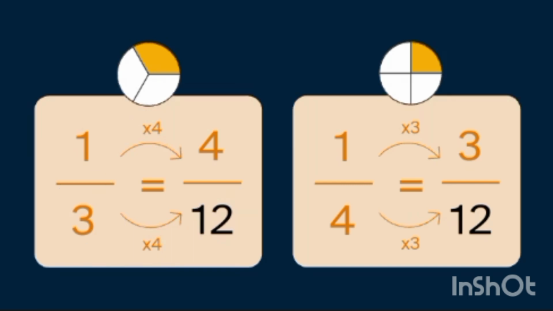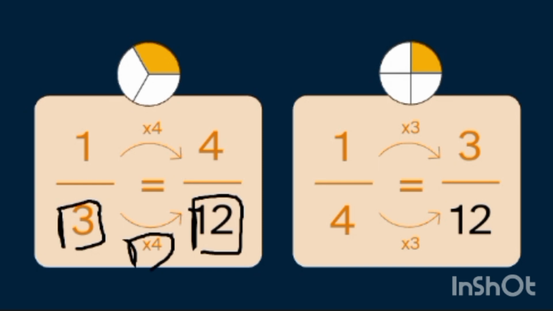Let me just tell you in simple words. First of all, here you have 1 by 3. Now divide 12 by 3. What do you need to multiply with 3 to get 12? Which is 4. When you multiply 3 with 4, you get 12. Now you multiply 4 in the denominator to get 12.